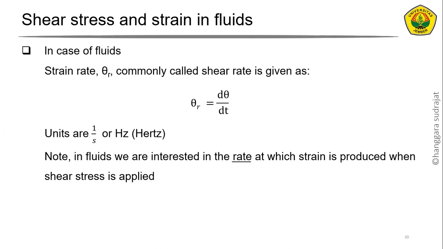Note that in the case of fluid, we are interested in the rate at which strain is produced when shear stress is applied. So the difference between solid and fluid is that in the case of fluid, we are going to use shear rate. Shear stress is applied over a period of time as the fluid deforms, and we work with rate rather than the strain itself, as we showed in the case of solid body.